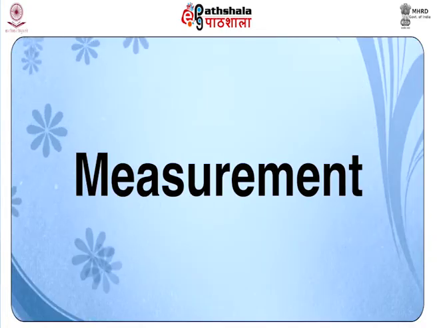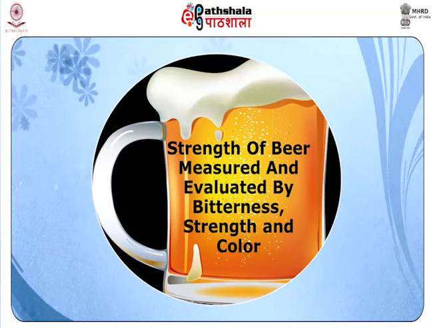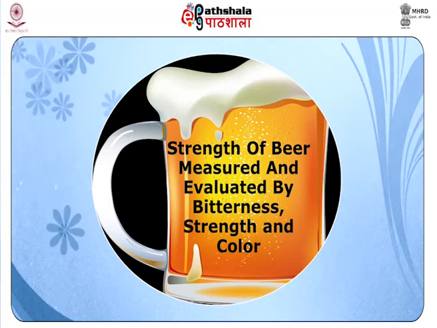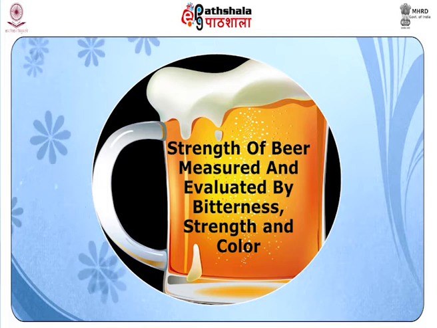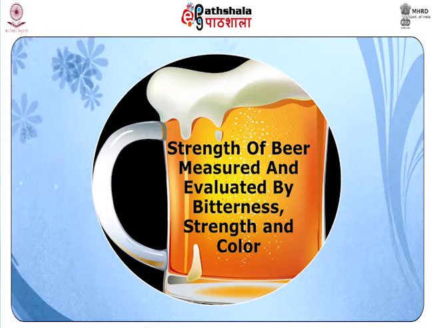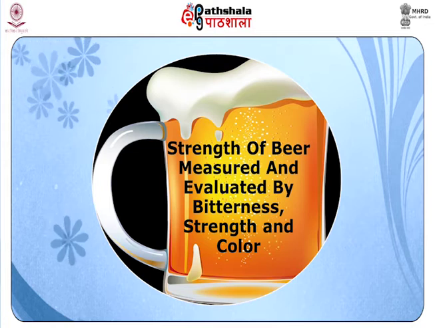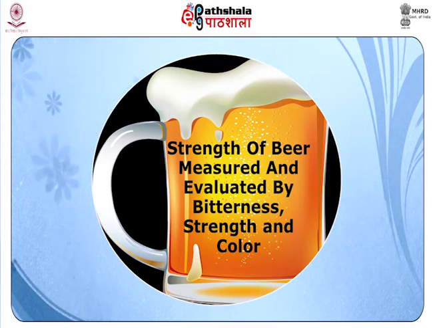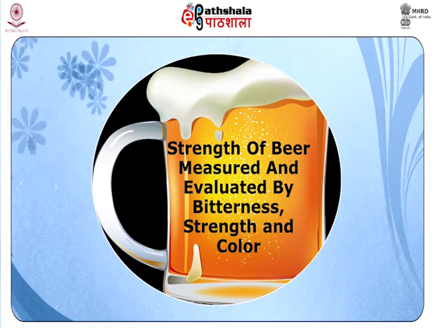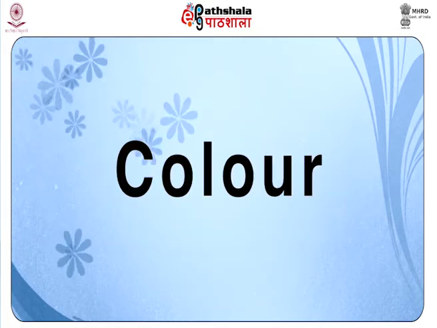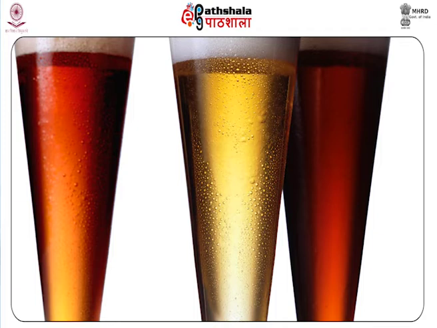Next, we move on to measurement. The strength of beer is measured and evaluated by its bitterness, strength, and color. The apparent bitterness is stated by IBU, that is, the International Bitterness Units scale. Next, we move on to color. The color of the beer is determined by the presence of malt. Pale malts form a pale amber color.